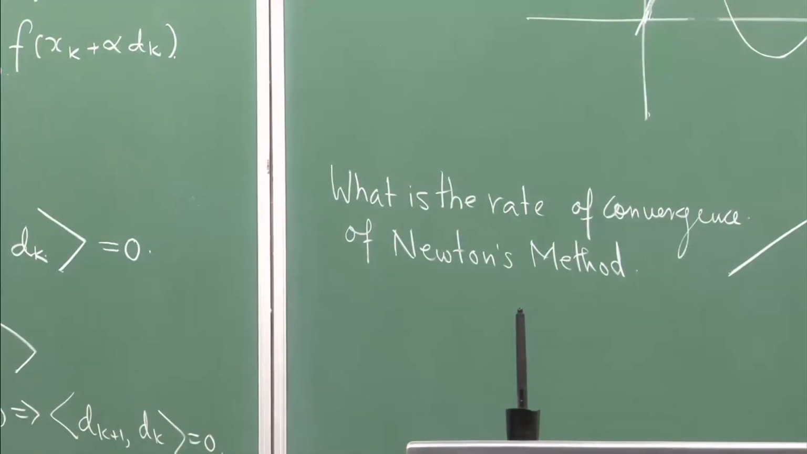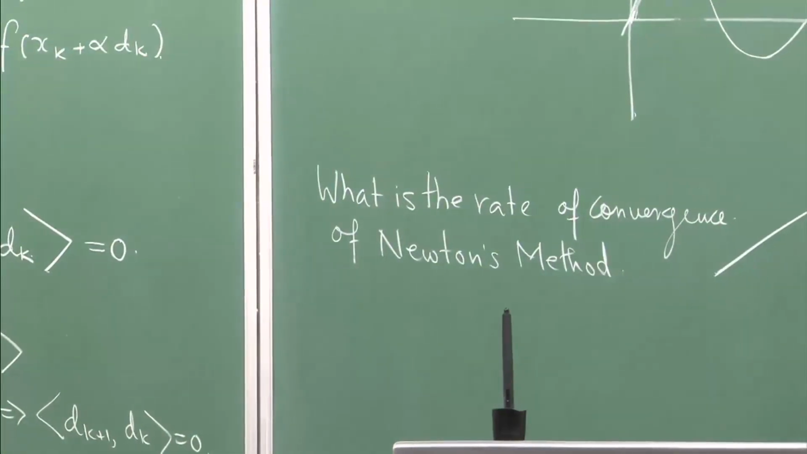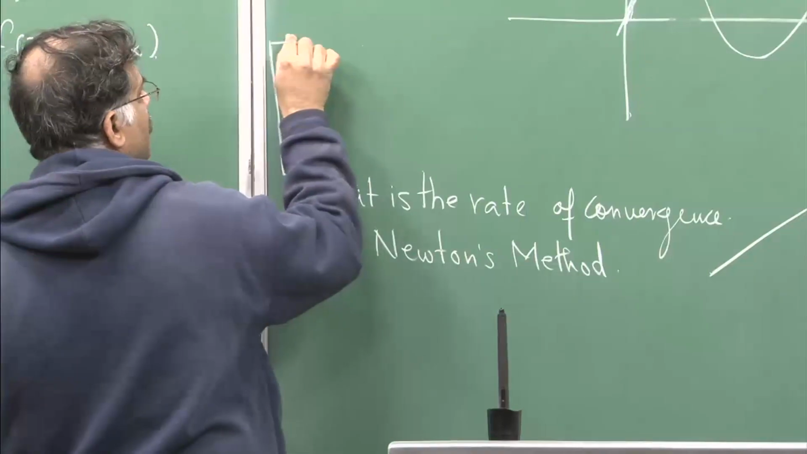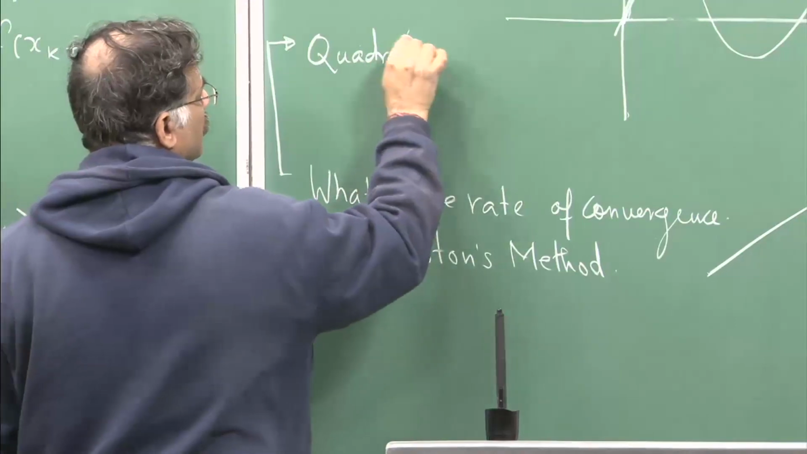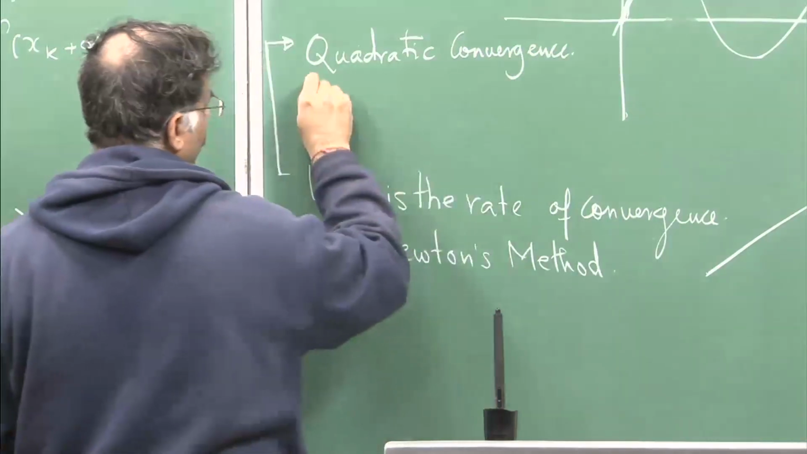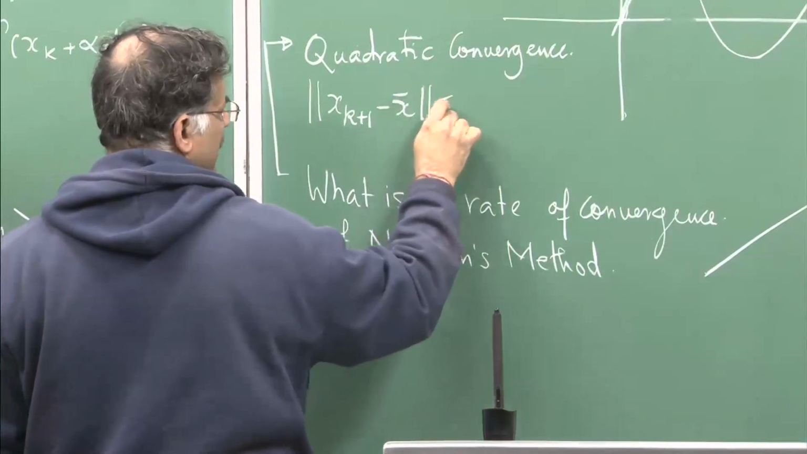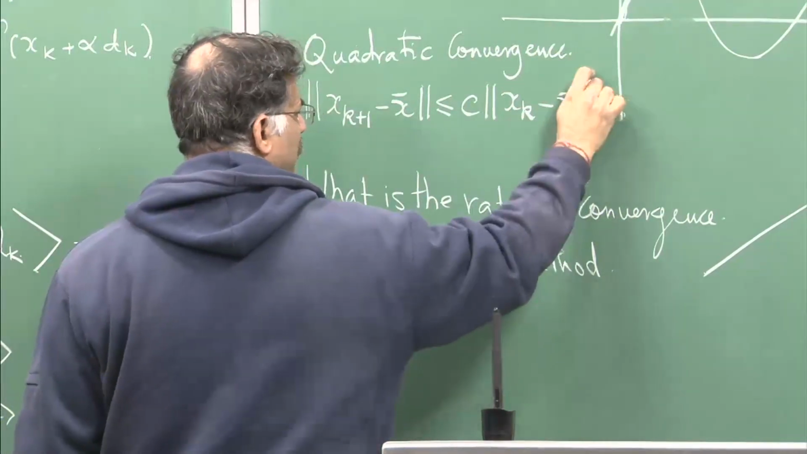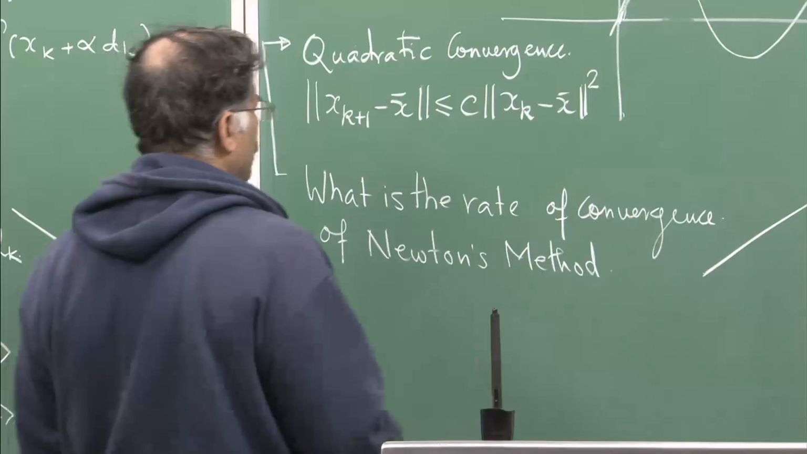So, this is an important question, but there is a crux. The Newton method is very fast. In fact, the rate of convergence is quadratic. That is, the difference between x_{k+1} and x bar is less than some constant times the norm of x_k minus x bar, whole square. C is a constant, of course.